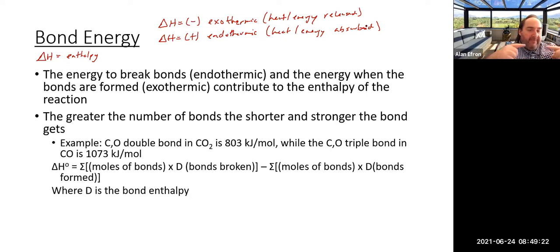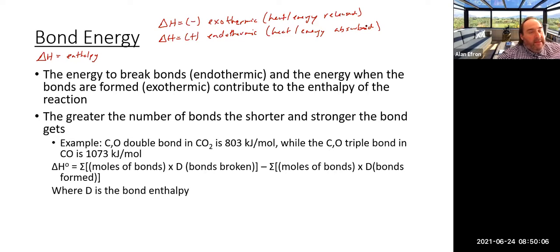If we already have a bond, they're bonded together, so we actually have to put energy in, which is endothermic. As they gain energy, they get enough energy to wiggle away from each other. So when we break bonds, it's an endothermic process, a positive process in terms of energy. When we make bonds, it's an exothermic process, a negative process, releasing that energy. Now, the greater the number of bonds, the shorter and stronger the bond gets, as we just talked about, that relationship between the length of the bond and the strength of the bond.